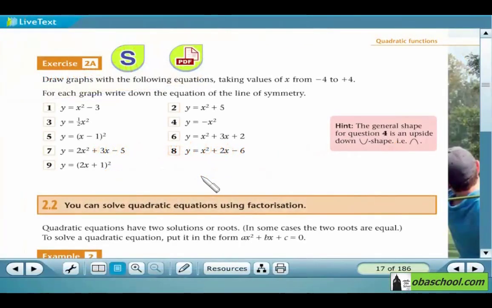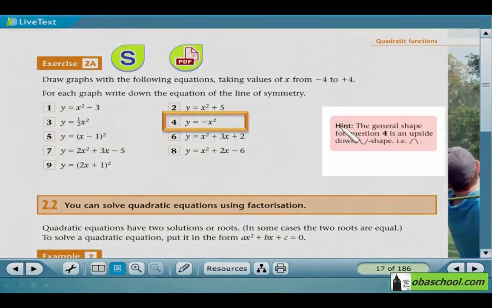We can notice in exercise 2a, page 17, when solving the examples, that the graph of example number 4 is different than the other graphs. A hint at the right side of the page says that the general shape for question 4 is an upside down shape, like this one. What is the different thing that made the graph turn downward?